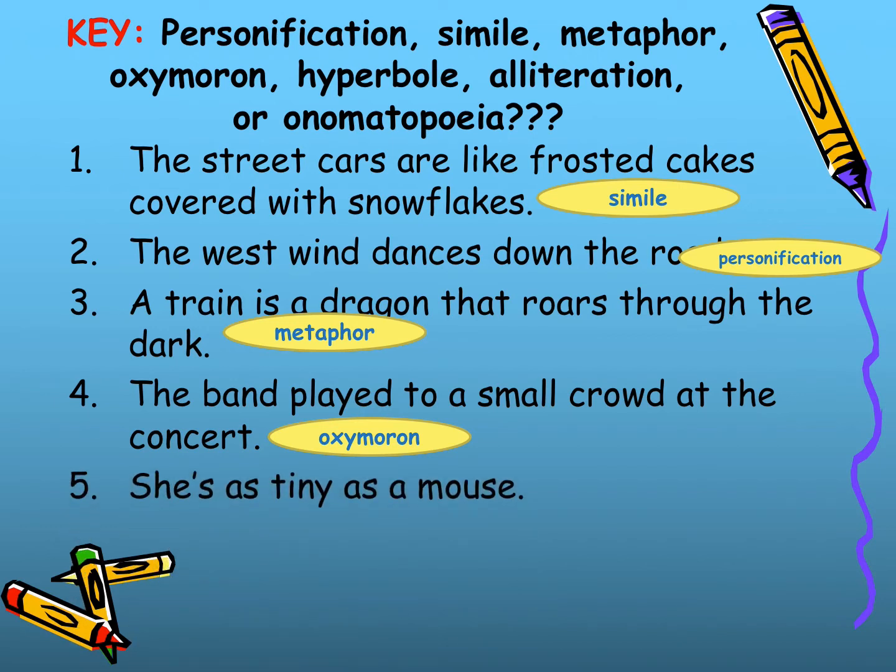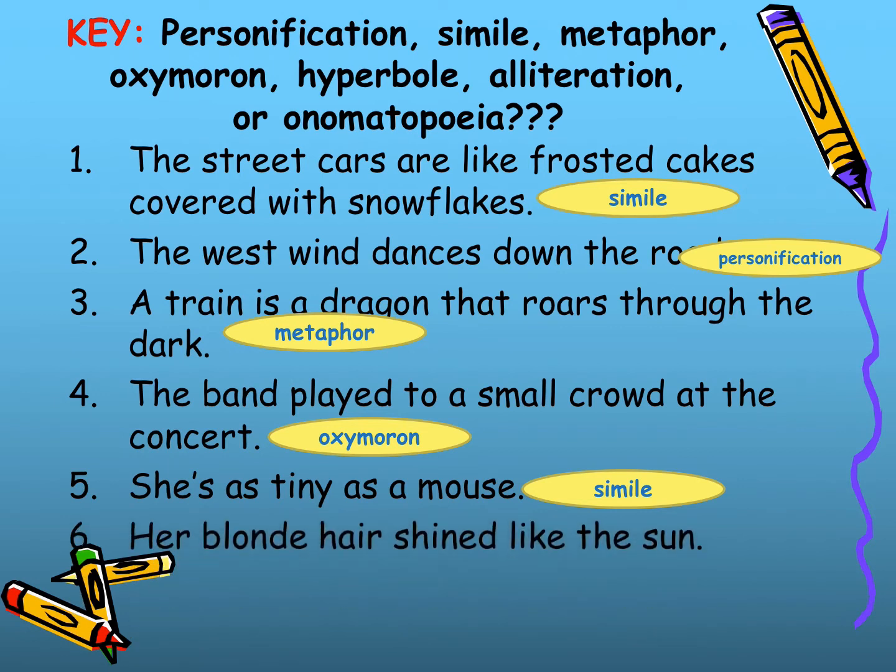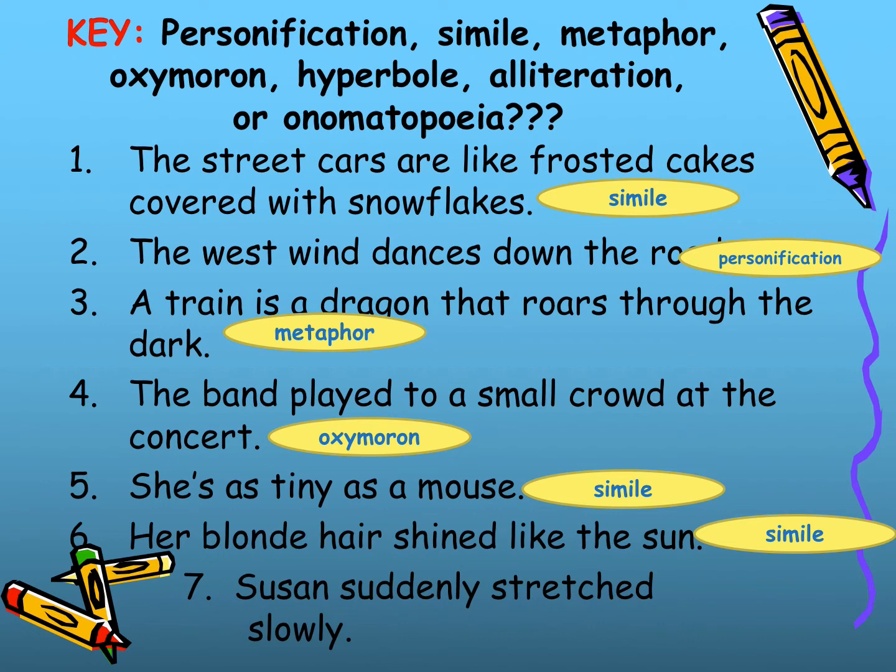Number 5, she's as tiny as a mouse. That's a simile because you're comparing her to a mouse using the word as. Number 6, her blonde hair shined like the sun. That is a simile comparing the hair shining like the sun. So the hair and sun using the word like. And lastly, number 7, Susan suddenly stretched slowly. That is alliteration because you've got all the S's in there, all the S sounds.